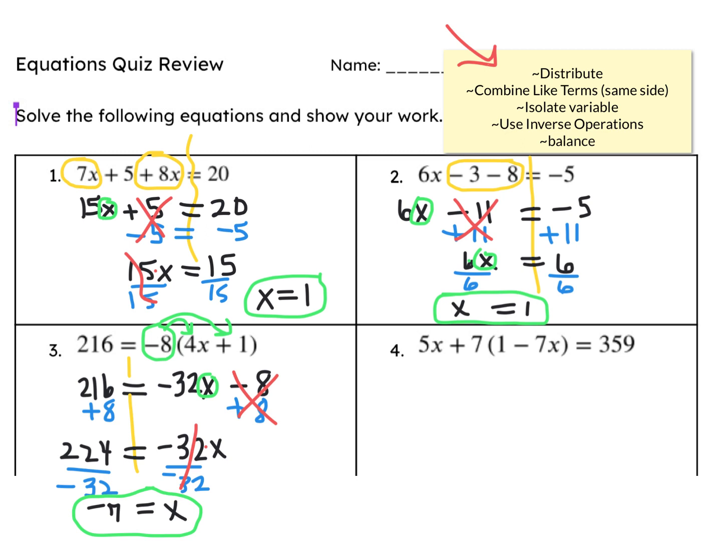Okay, number 4, I think we're also going to use all the steps. We're going to distribute first because I see parentheses. So we're going to take this positive 7 and multiply it by both terms inside the parentheses. Okay, so I'm going to put my 5x here so I don't forget about it. 7 times 1 is 7. That's positive 7. And a positive 7 times a negative 7x is going to be negative 49x.